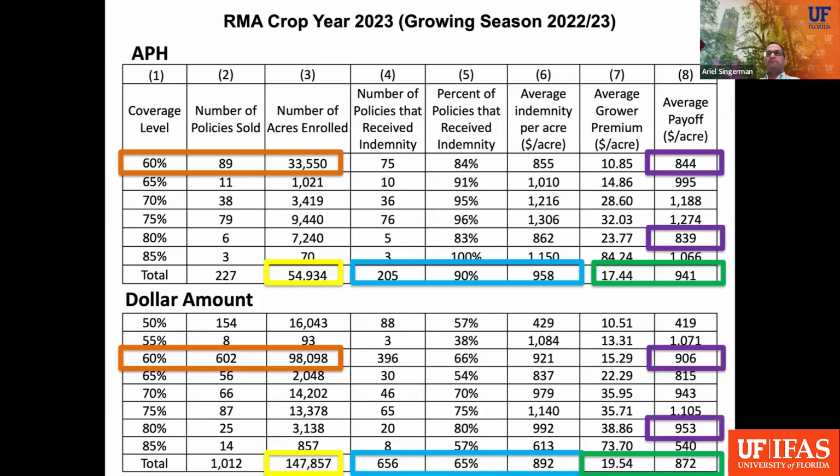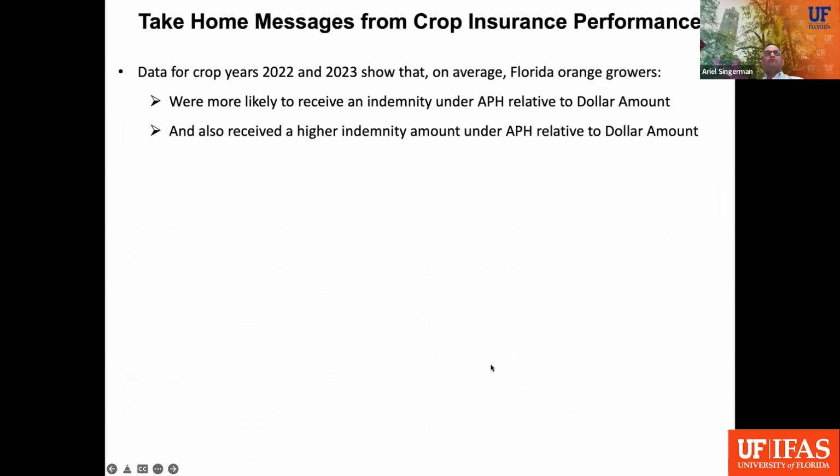There were 2 cases, the 60% and 80% coverage, that got on average a higher pay under dollar amount relative to APH. But if you take a look at the percentage that got indemnity, it is significantly higher for APH relative to the dollar amount. So from this, what we can learn is that in 2022 and 2023, Florida orange growers were more likely to receive an indemnity under APH relative to the dollar amount. And they also, on average, received a higher indemnity under APH.